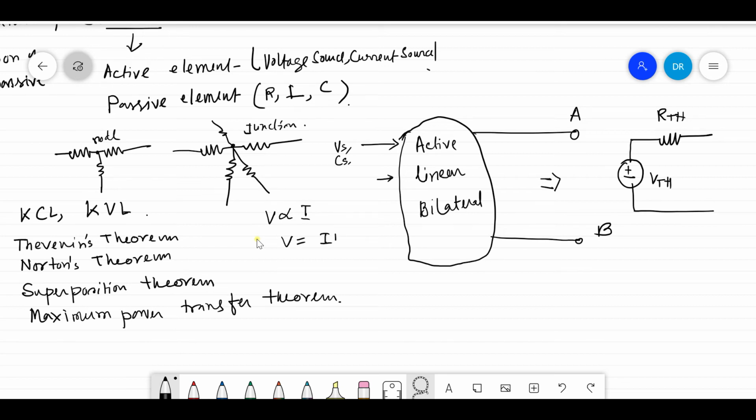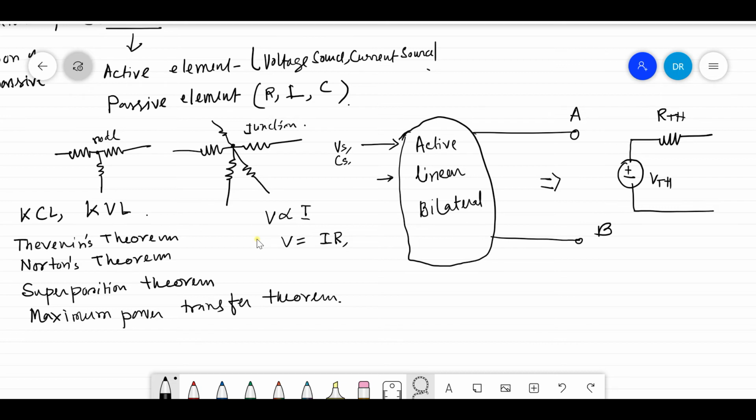This V is equal to IR. So that is the resistance. We call a circuit element linear if the relation between the current and voltage involves a constant coefficient. That is, resistance R is linear. Why? Because the voltage and current relationship depends on a constant coefficient.